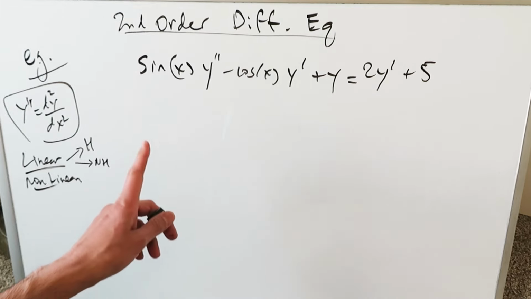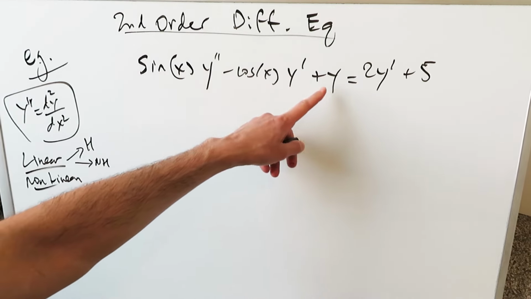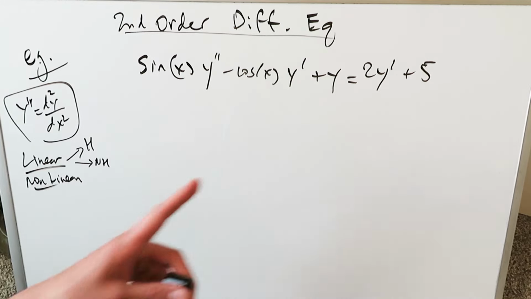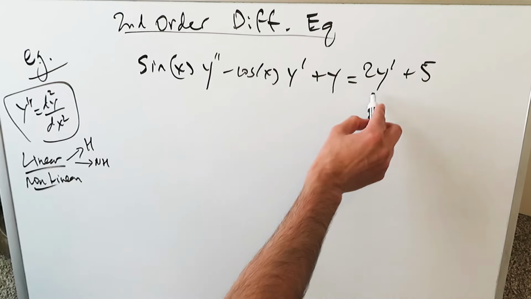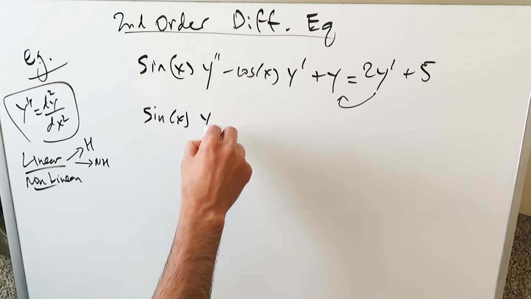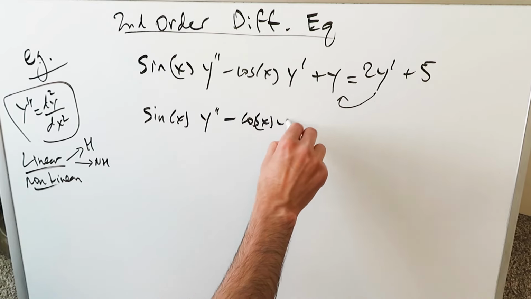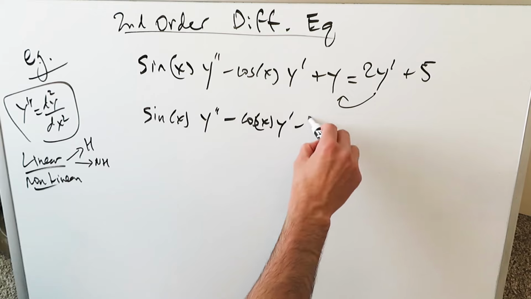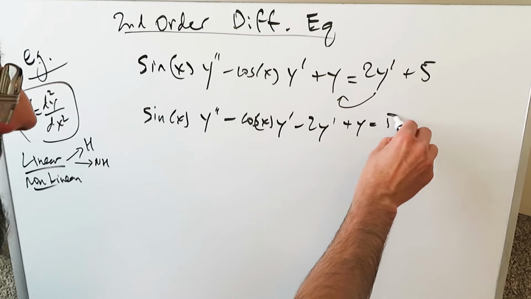Let's categorize this. We have sine x times y double prime minus cosine x times y single prime plus y is equal to 2 times y single prime plus 5. We have to categorize this. It would be prudent to push this to the other side. You have sine x times y double prime, the second order derivative, minus cosine x times y single order derivative minus 2y single order derivative plus y is equal to 5.